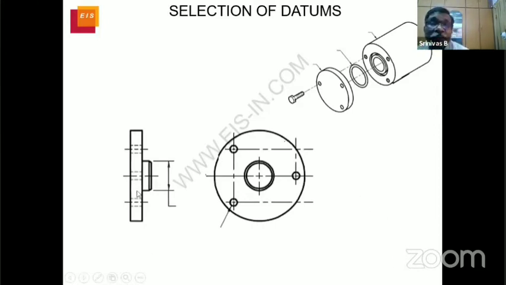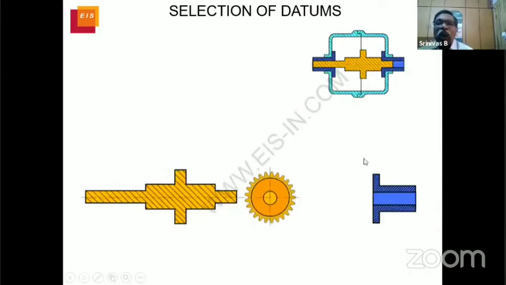What is leader? This surface is leader. Why? It is butting to this surface. The other leader is this. This is going into this hole. Are you understanding, sir? Now, I would show you. Can you guess the datums for this part? I am asking you. You see, I am showing you the assembly now. This is the assembly. What are the datums for this part?